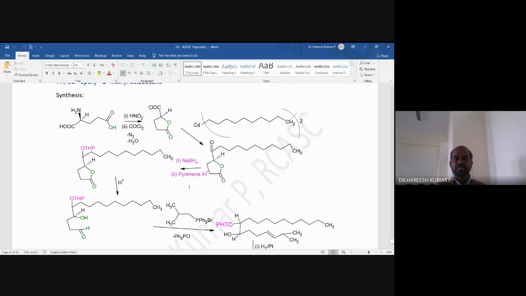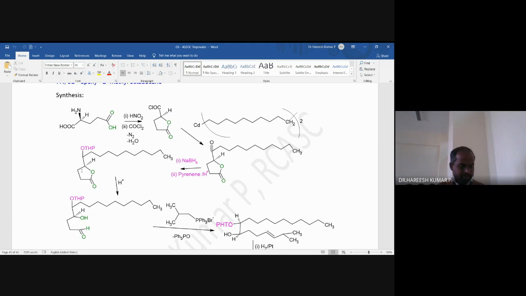After the separation, it was treated with dihydropyran. You know that after the reduction, the ketone will be converted into alcohol. That alcohol is protected by using dihydropyran. So it's called THP, tetrahydropyran. Tetrahydropyran is a protecting group. So that is how this protected compound, the hydroxy protected lactone, is obtained. Lactone means a cyclic ester.